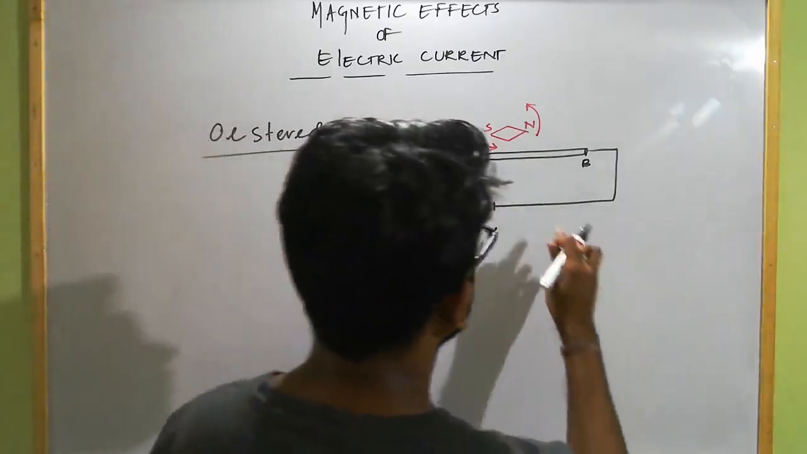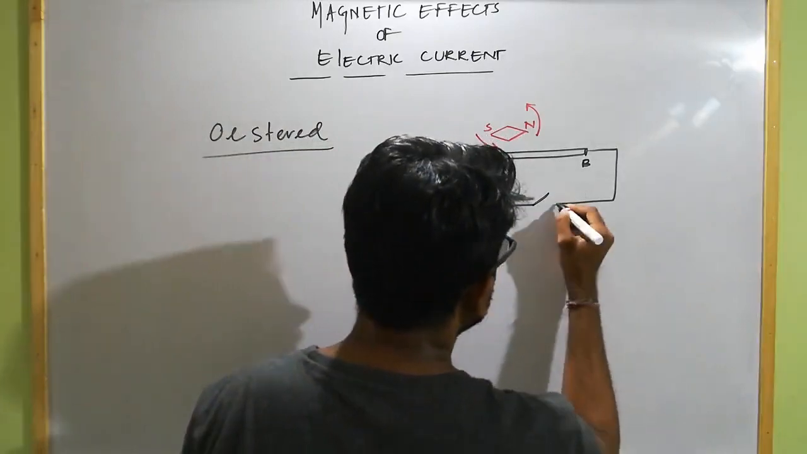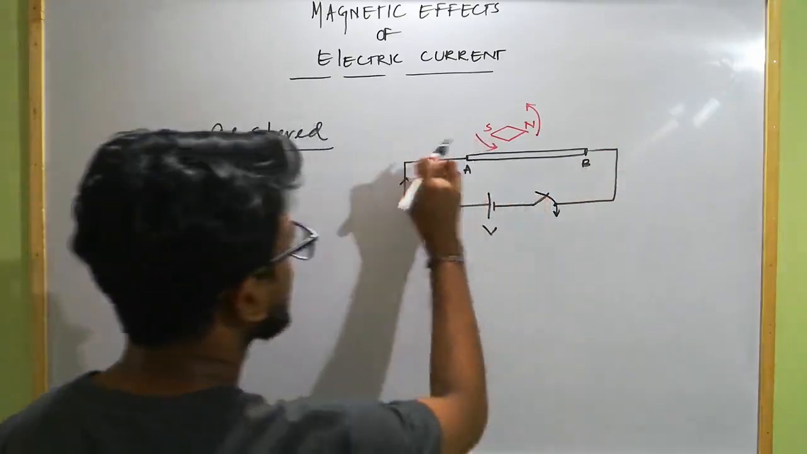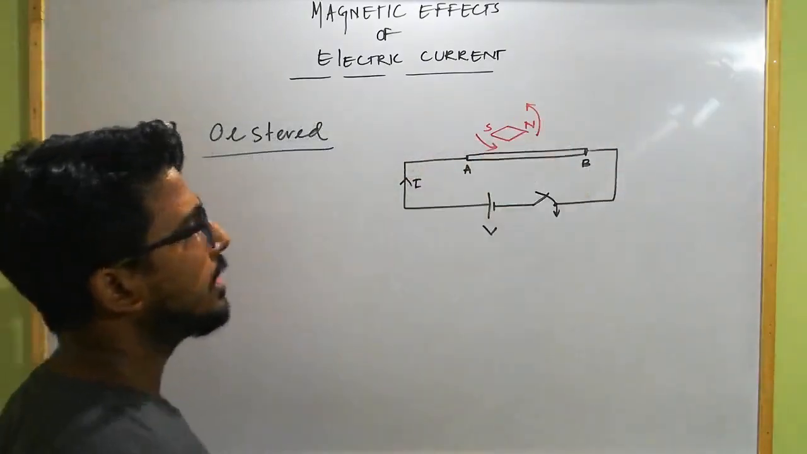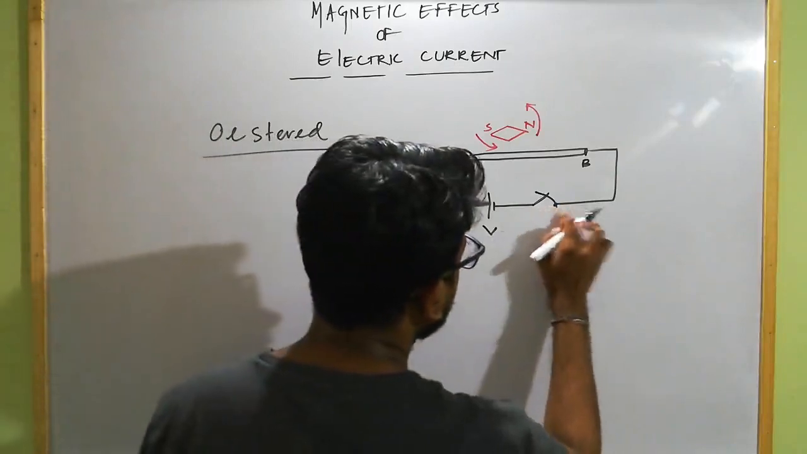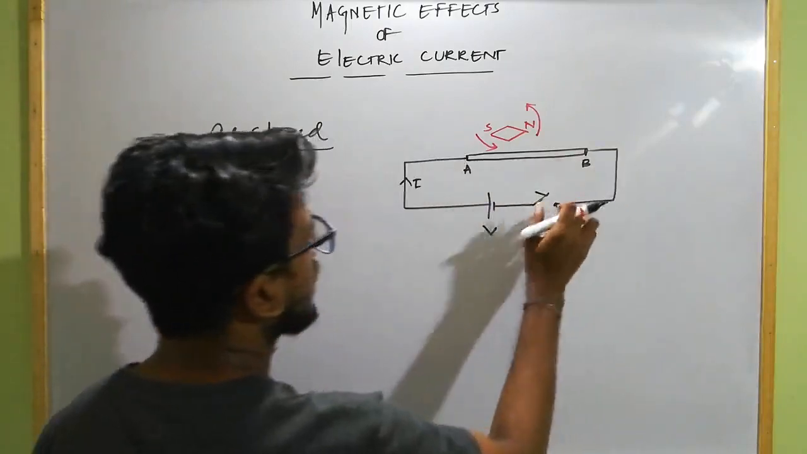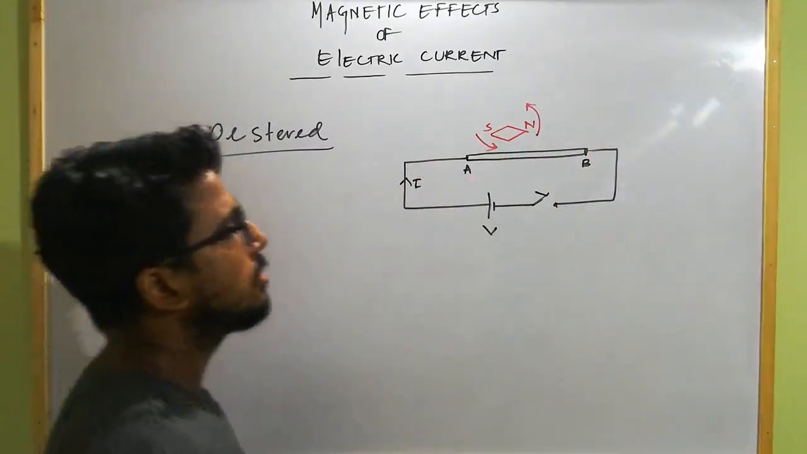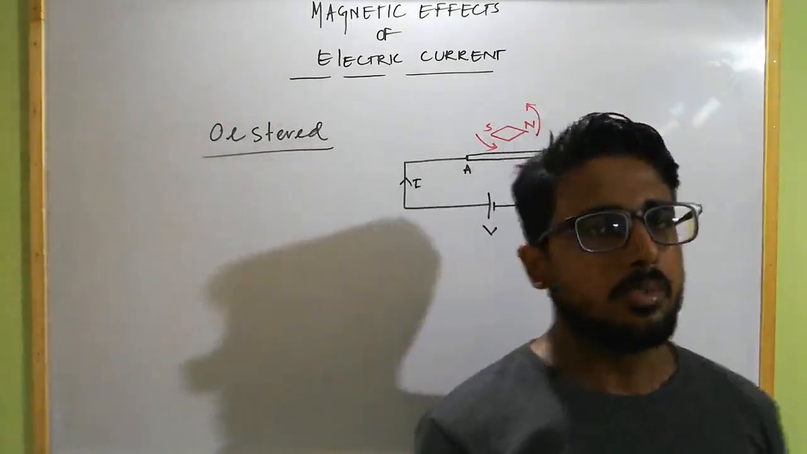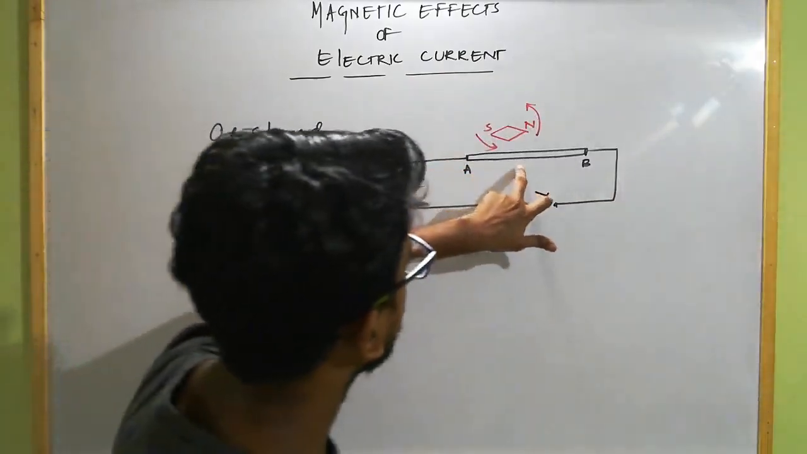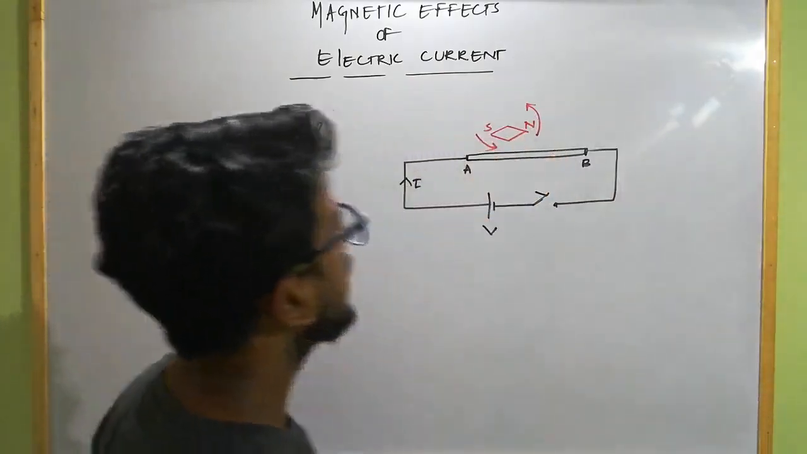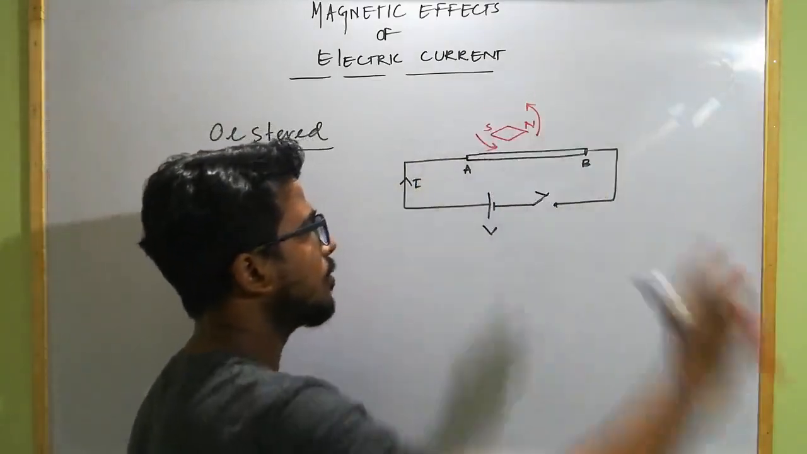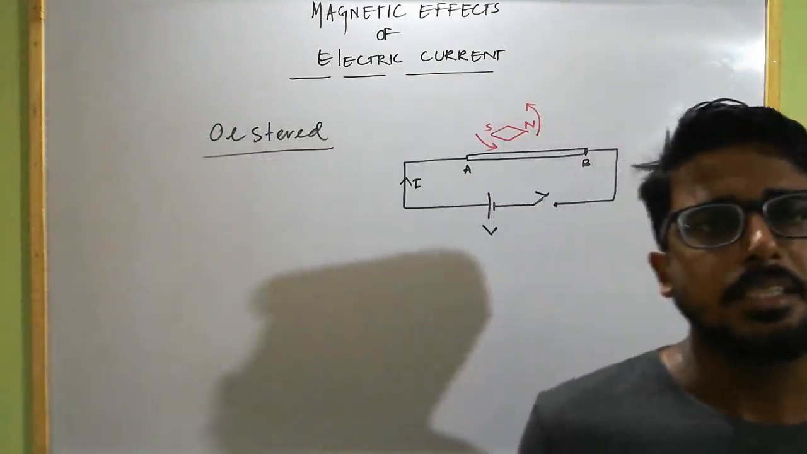He also observed that if here is a key and the key is closed, that means the circuit is closed, the current starts to flow through the conductor and the magnetic needle gets deflected. When he opens the key, the circuit breaks, there is no current flowing through the conductor, and the deflection in the magnetic needle stops. That means only when current flows through the conductor does the compass get deflected.